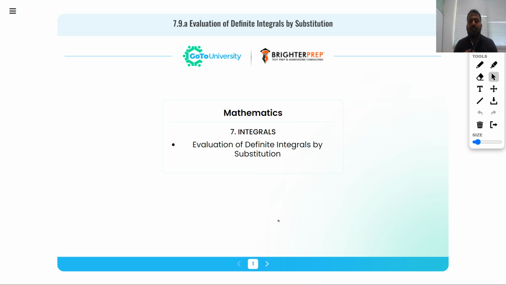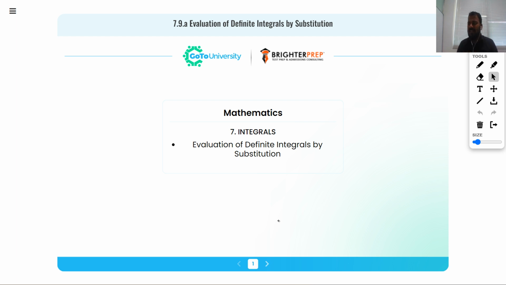In this session, we are going to see how to evaluate a definite integral by substitution. In the previous session, we have already seen different types of indefinite integrals, how to apply them, and how we are going to deal with different forms or some specific indefinite integrals as well. Now, in this part, we are going to specifically look into the substitution part of definite integrals.